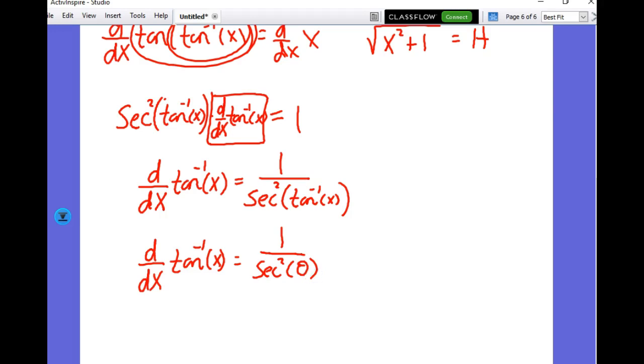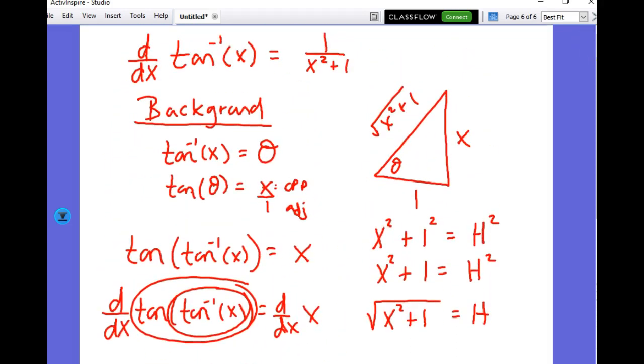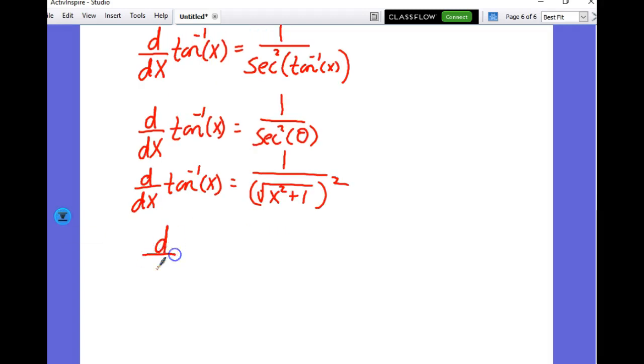Secant theta, we have to go back up to our triangle to figure out what that is. Secant, in case you don't remember, is hypotenuse over adjacent. So we figured out our hypotenuse was this. This is my adjacent, so it's going to be the square root of x squared plus 1 over 1. So I'm going to replace secant with the square root of x squared plus 1. But notice it's secant squared. So since it's secant squared, whatever secant equals is going to be squared. Now if you square a square root, the square and the root just cancel each other out. And we are left with the fact that the derivative of arctangent is 1 over x squared plus 1.